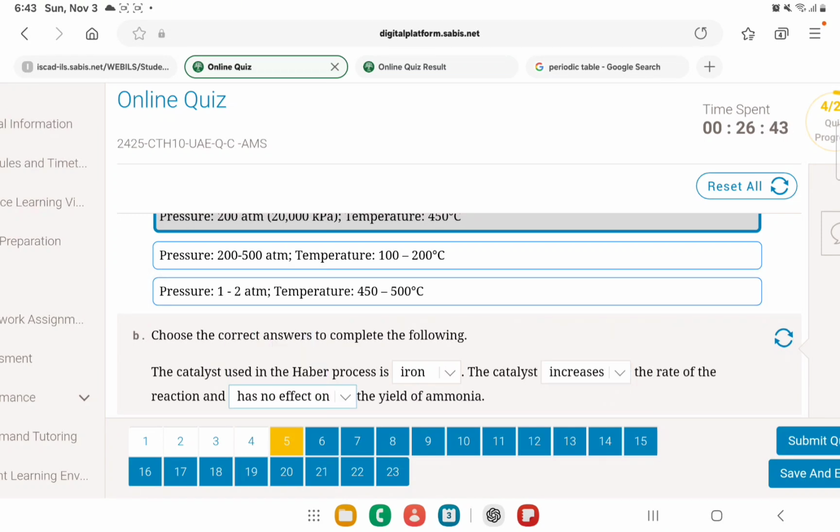Okay, so 200 atm and 450 degrees Celsius, catalyst iron, and a catalyst increases the rate of the reaction and it has no effect on the yield of ammonia, because again, catalysts lower the activation energy, making the reaction faster by finding a new path, and they have no effect on the yield. And no matter how much more catalyst you add, you're not going to get more ammonia, you're just going to get the reaction at a faster rate.